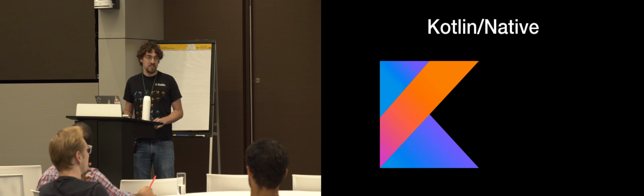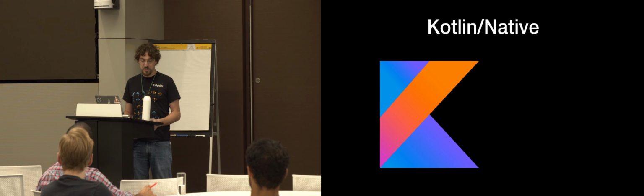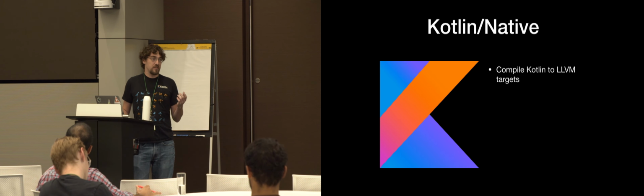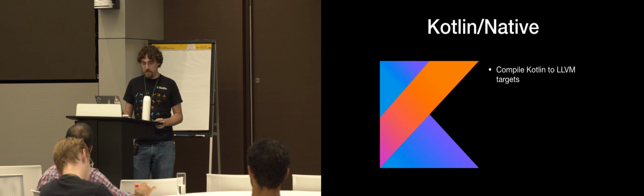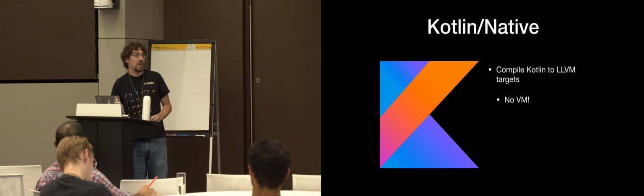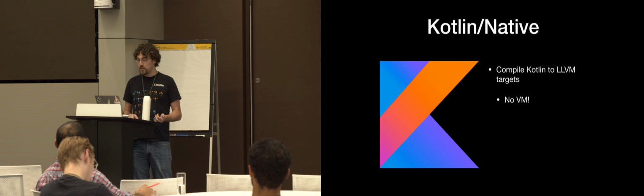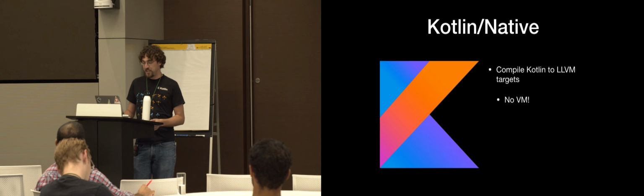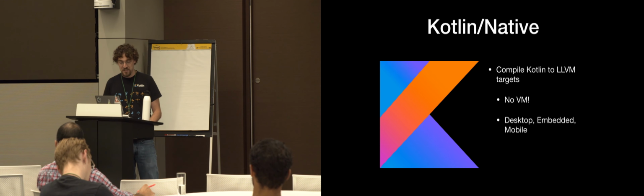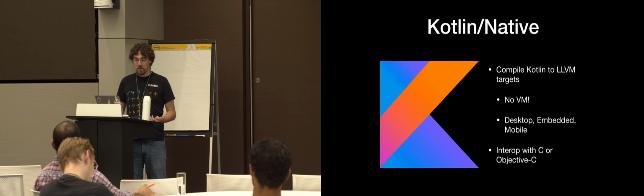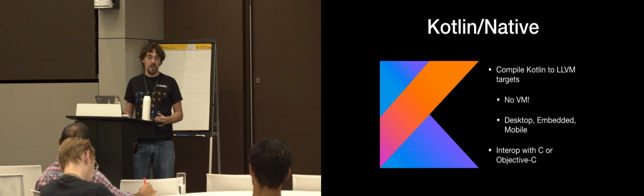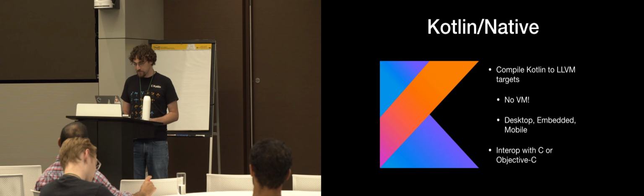A few words on Kotlin Native, because it's a platform that a lot of people tend to be less familiar with because it's newer. What it's doing is it's a separate backend for the Kotlin compiler that builds to different LLVM targets. So unlike the JVM or JavaScript, it's not running through a virtual machine, and it's usable on desktop, various embedded systems, and mobile. And as I said before, it has interoperability with C or Objective-C APIs that are running on the native platform that you're building to.